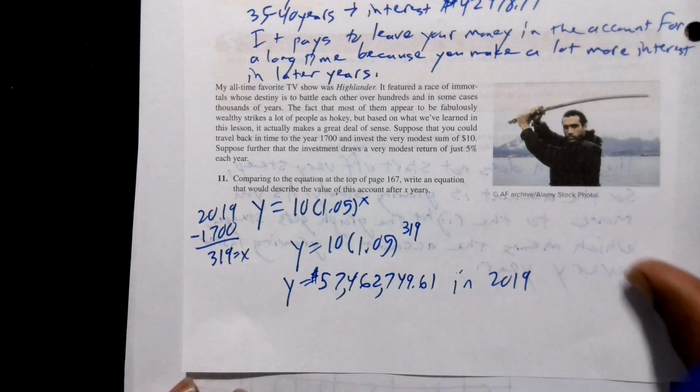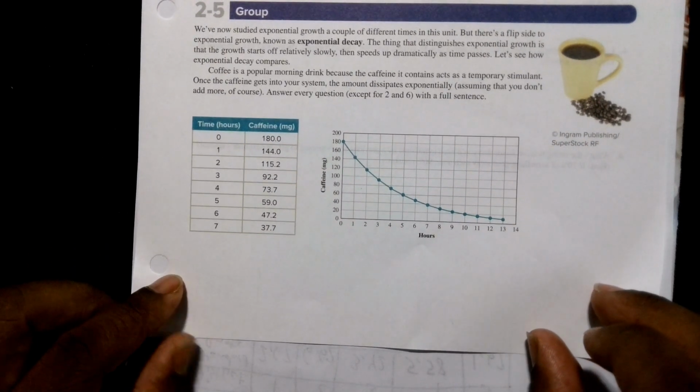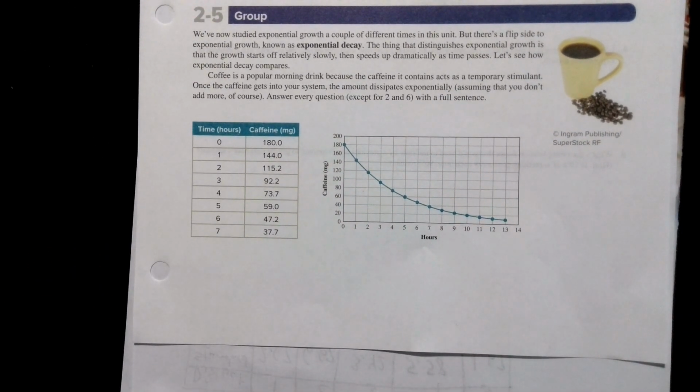So now we are going to move on to the second portion of 2.5, which starts on page 169, at the bottom of page 169. It says, we've now studied exponential growth a couple of different times in this unit, but there's a flip side to exponential growth known as exponential decay. The thing that distinguishes exponential growth is that the growth starts off relatively slowly, then speeds up dramatically as time passes. Let's see how exponential decay compares.